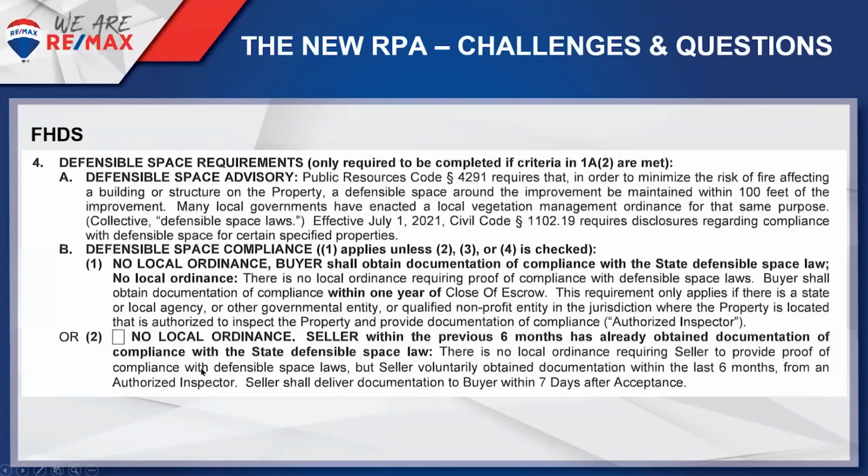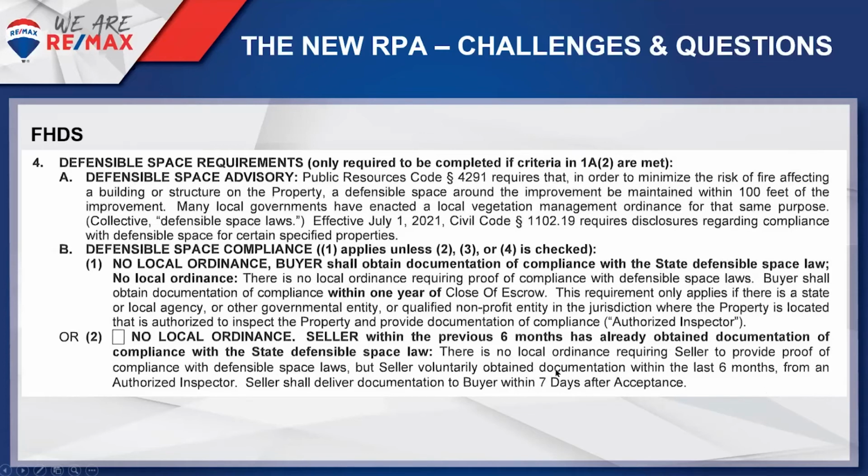Now, why is that important? Because of paragraph 4B. 4B is compliance with defensible space requirements. And 4B says that the buyer, all of the different clauses, well, one of them actually says the seller will do it, but most of them say the buyer will be responsible for the cost of compliance and do it after close of escrow, unless there's a local ordinance requiring compliance, documentation of compliance. That's the key word.